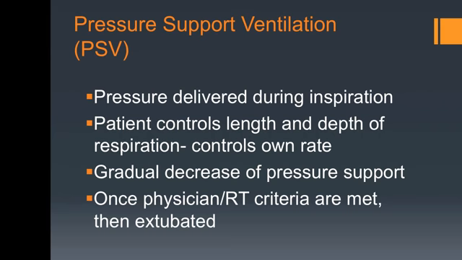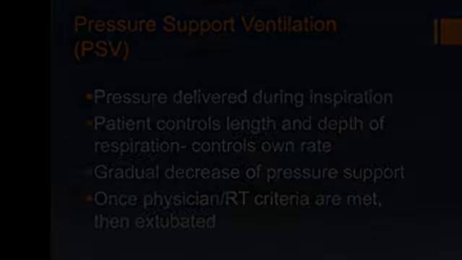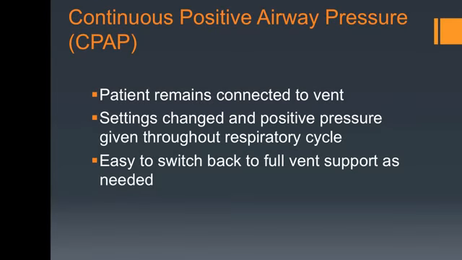Once the physician and respiratory therapist feel the criteria have been met at the institution, then the patient could move on to extubation. Then we have continuous positive airway pressure, or CPAP. Now remember, CPAP is used a lot by people at home that have sleep apnea, but in the hospital on a ventilator, this can be used as part of the weaning process. They remain connected to the ventilator, but the settings are changed and positive pressure is given throughout the respiratory cycle. This is where the patient is breathing on their own spontaneously, and the goal is to see if they can wean over time, many hours typically. But in this case, because they're still connected to the vent, it's easy to switch back to full ventilatory support if the patient needs it.